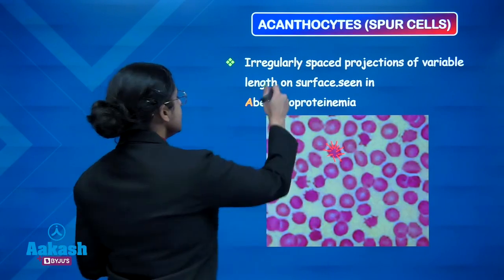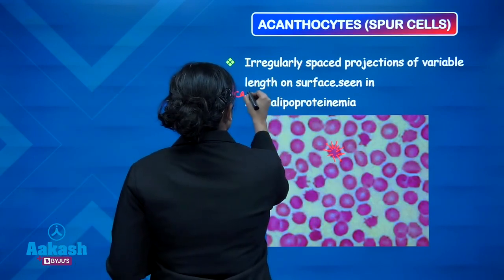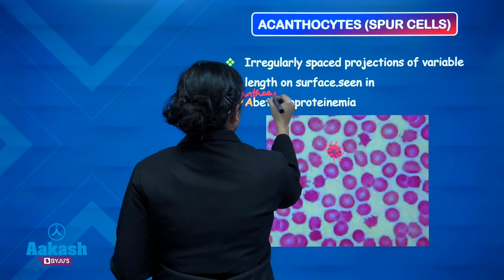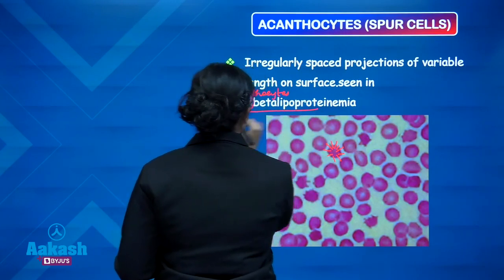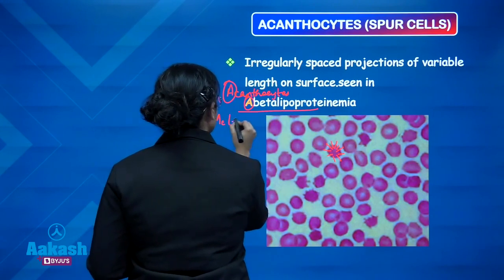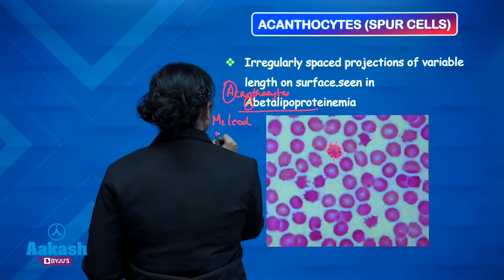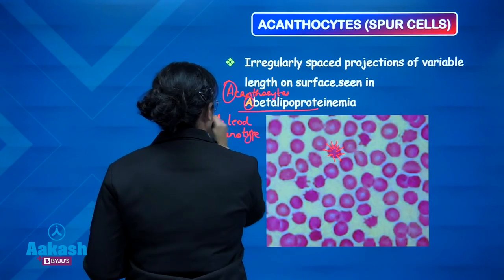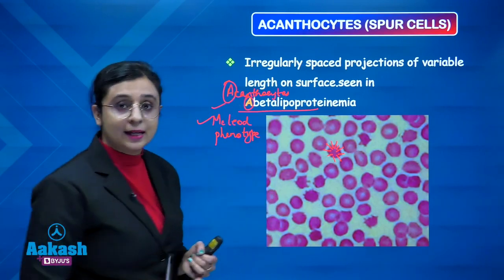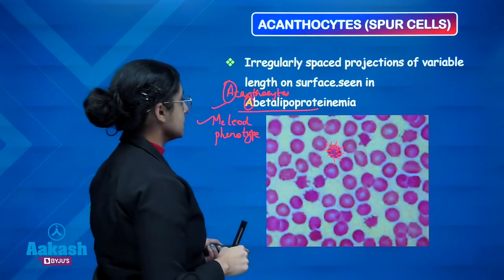What is the common cause? A for acanthocytes, A for abetalipoproteinemia. It is also found in McLeod phenotype. McLeod blood phenotype, commonly asked question, right? So these are the important causes of acanthocytes, also called spur cells.